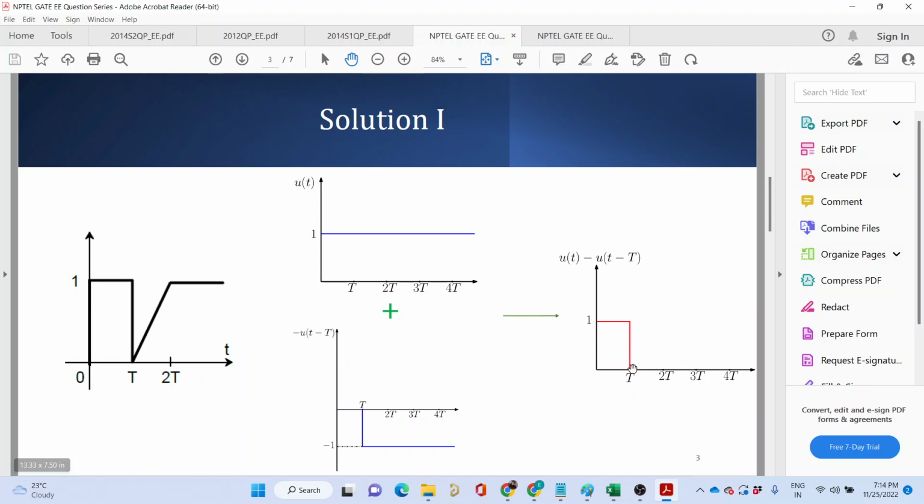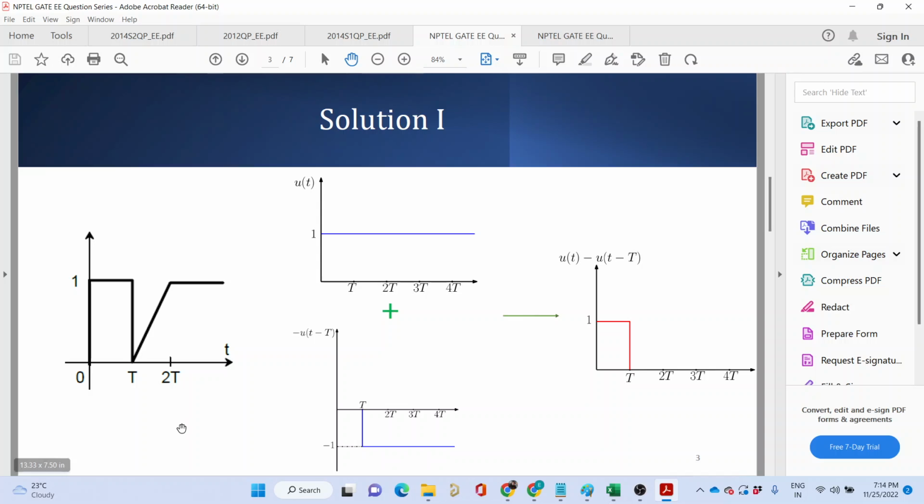This rectangular pulse, let's forget about it and focus on this slope part, this linearly rising part. Okay, how to do that? So what is the equation for this line? Anybody from the audience? What would be the equation for this line?